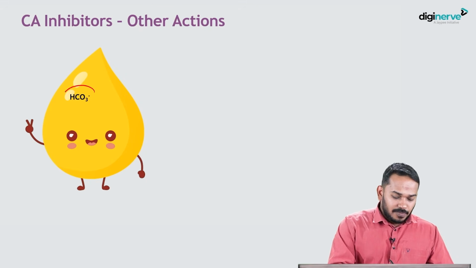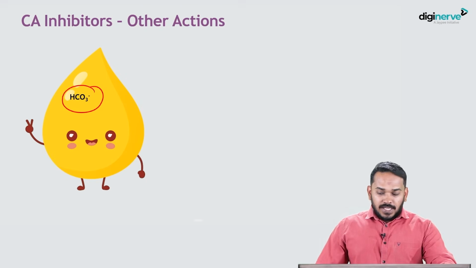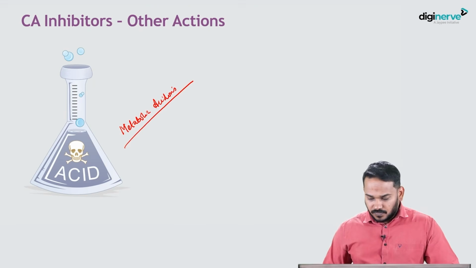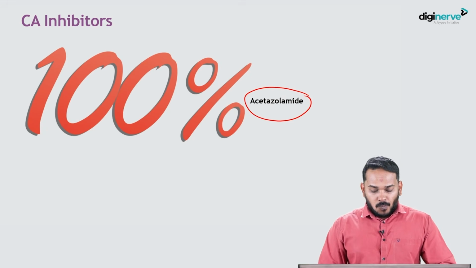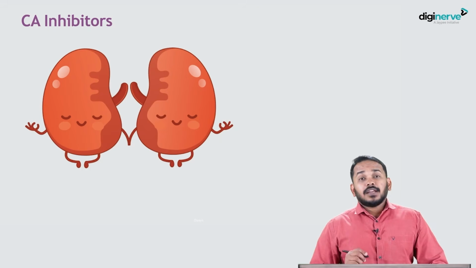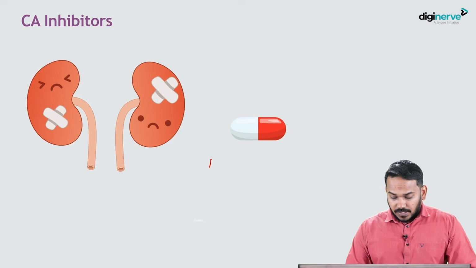Carbonic anhydrase inhibitors increase the urinary excretion of bicarbonate ions. So when more bicarbonate ions are excreted through the urine, it will result in metabolic acidosis. Acetazolamide has got 100% bioavailability. They are excreted through the kidneys. So the dose should be reduced in renal failure.